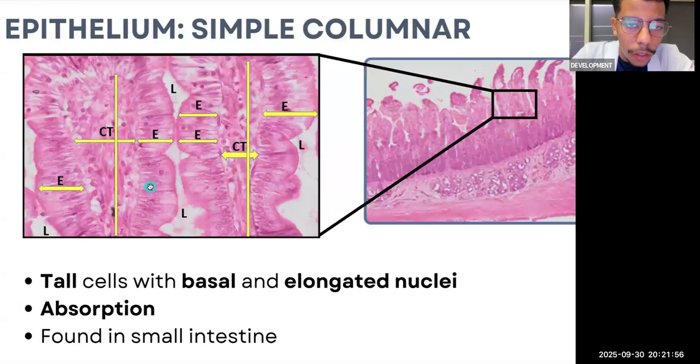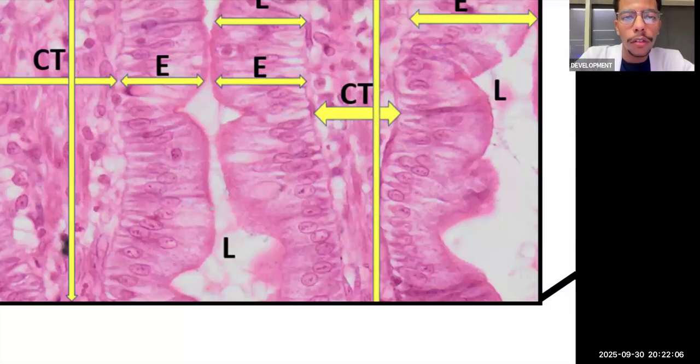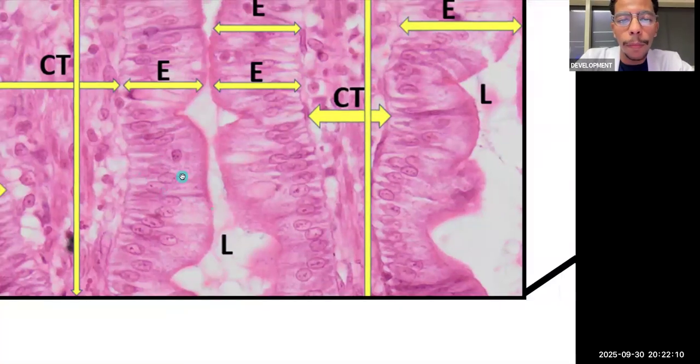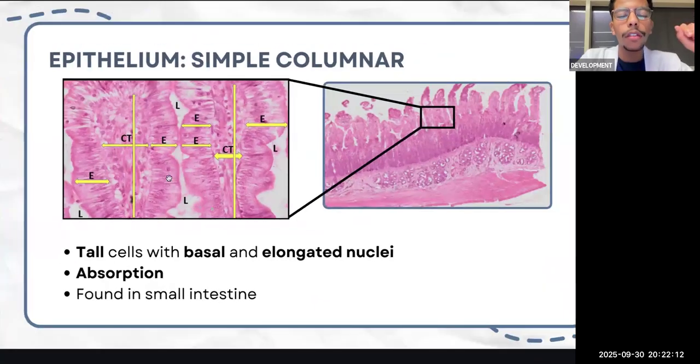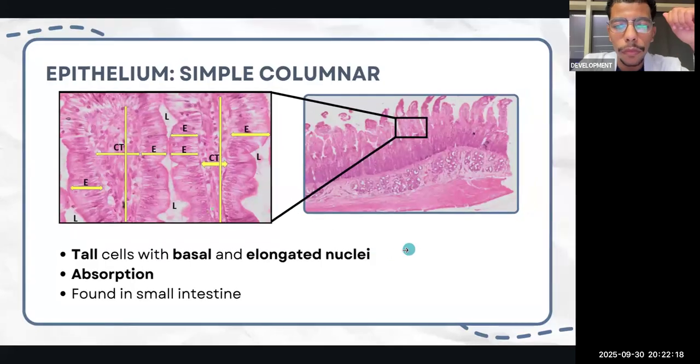Like, can you guys see? This is one cell. Can you guys see how tall it is? Also, the nucleus is elongated, and it's not round. So cuboidal was round. In squamous, it was flattened. In columnar, it's quite elongated. And we find them in the small intestine, where we absorb the nutrients from food we eat. So it's used for absorption, tall, and elongated nuclei.